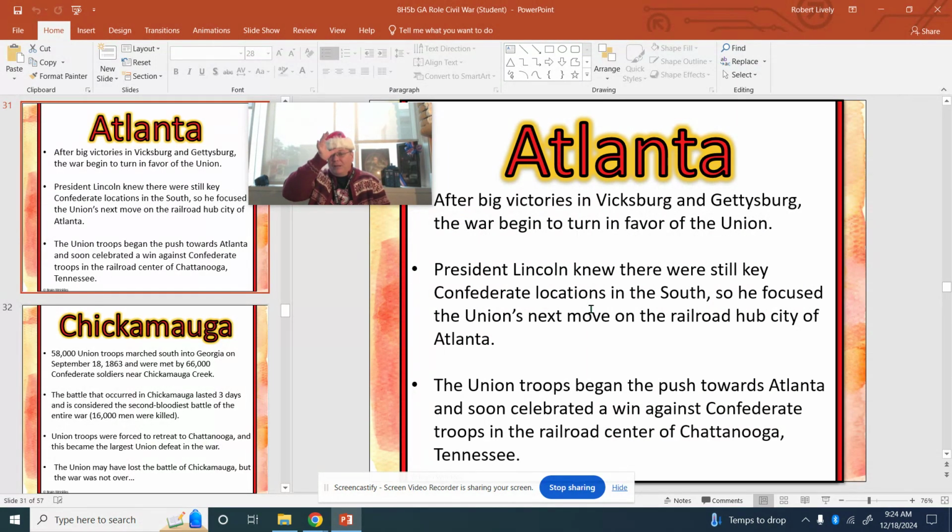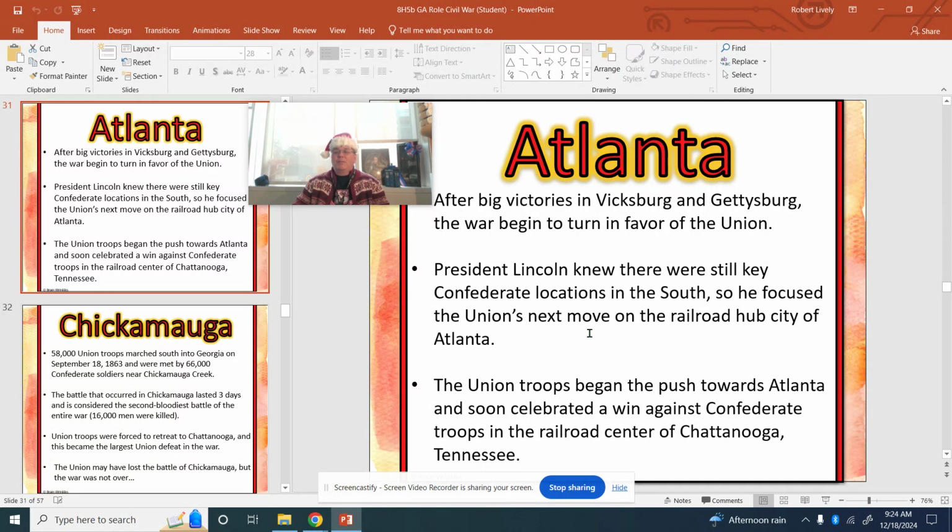Atlanta. After big victories in Vicksburg, which is in Mississippi, and Gettysburg, which is in Virginia, the war began to turn in favor of the Union. President Lincoln knew that there were still key Confederate locations in the South. Gettysburg is actually in Pennsylvania. So he focused the Union's next move on the railroad hub city of Atlanta. So you got to remember, Atlanta spent a lot of money building all these railroads. Supplies were still coming in and out of Atlanta.